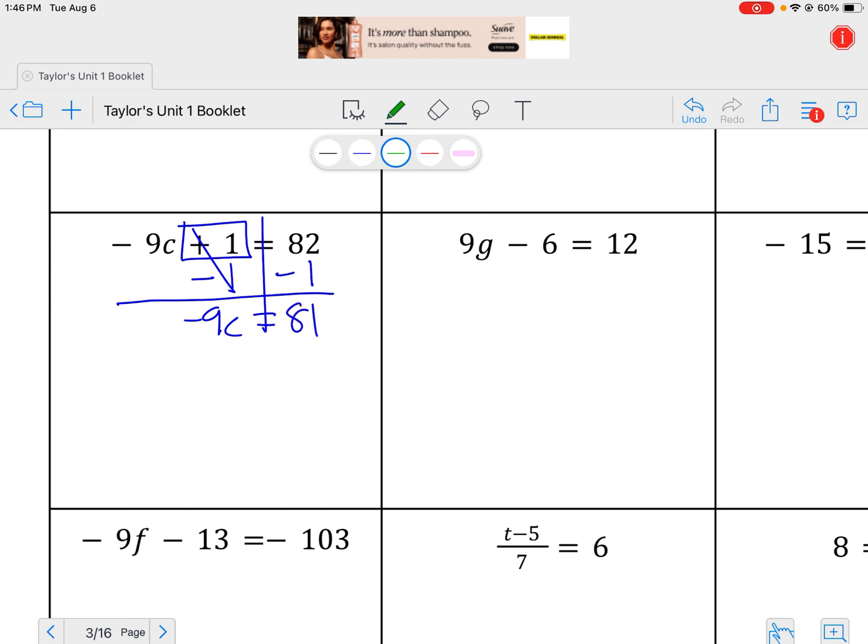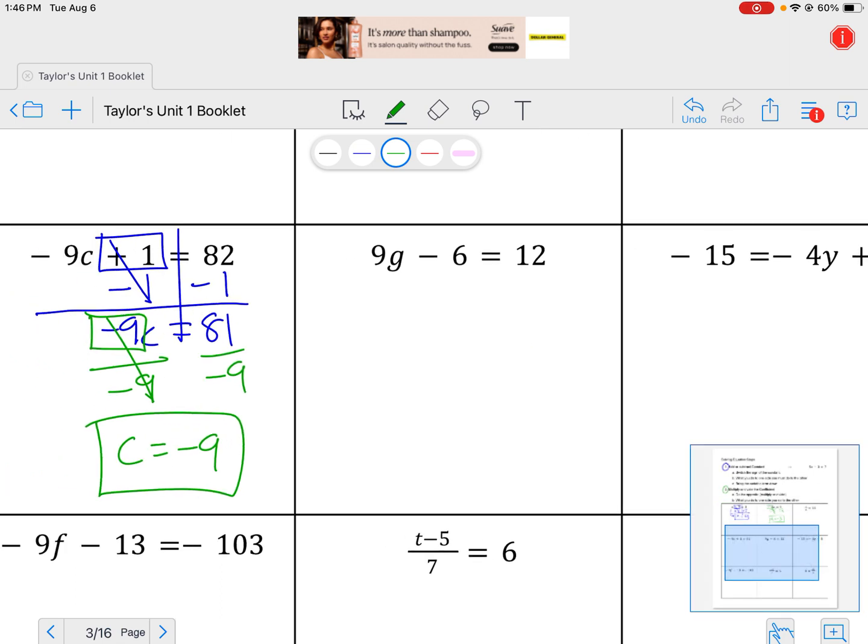Then I'm going to divide by my coefficient, or the number next to the c. A number next to a letter means multiply, so the opposite means to divide. So once I divide, 81 divided by -9 is going to be a -9.